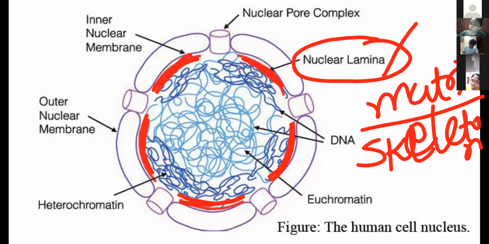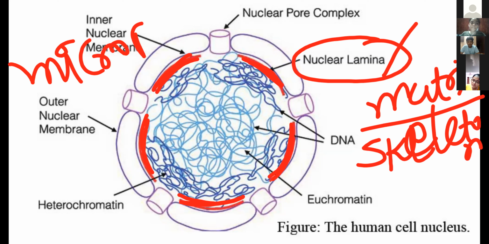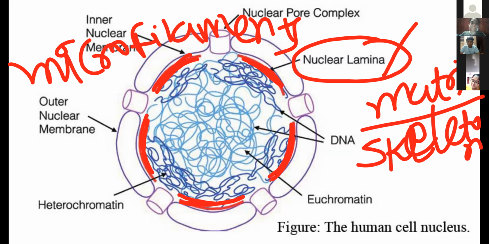You can understand this. Skeleton बोलते हैं, meaning what? It helps to maintain the structure of nucleus. They are basically made up of microfilaments. Now you can understand, right? Whenever I told you that microfilaments are made up of which proteins?